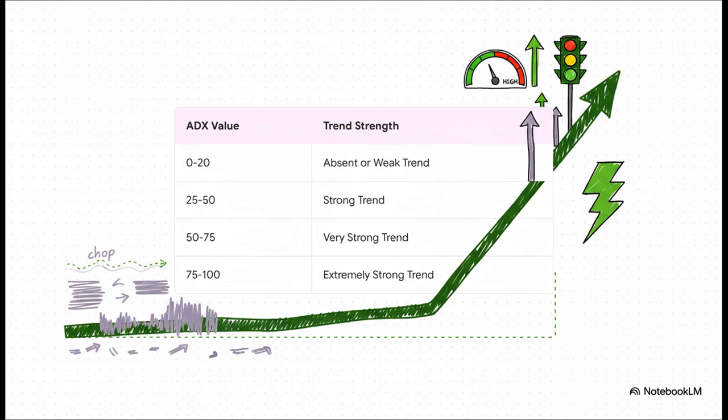So this is basically your cheat sheet for the speedometer. If the reading is below 20, the market's just drifting. It's weak, probably best to stay away. But once the ADX crosses above 25, that's your green light. That's the signal that the trend has enough power to be worth your time. And, hey, the higher it goes from there, the stronger that trend is.